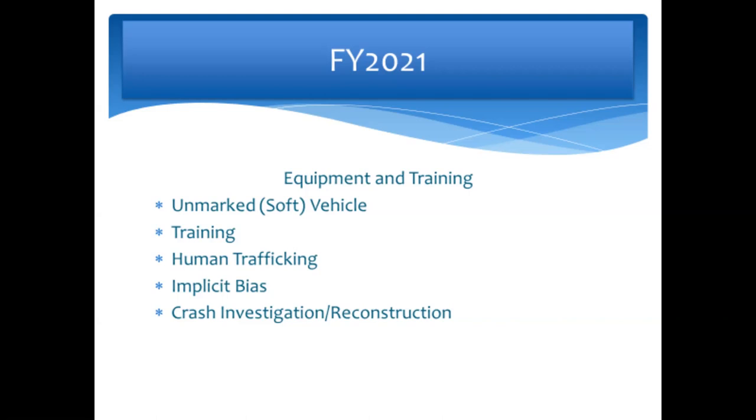We got a good amount of money for training, and that was broken down into three categories: human trafficking, implicit bias, and crash investigation and reconstruction. I will tell law enforcement folks who are looking for grants, it's tough with the training because we don't know what's coming out next year. At the time I wrote this grant, there were a lot of one-day implicit bias classes coming out.